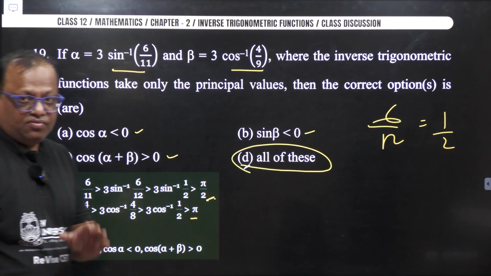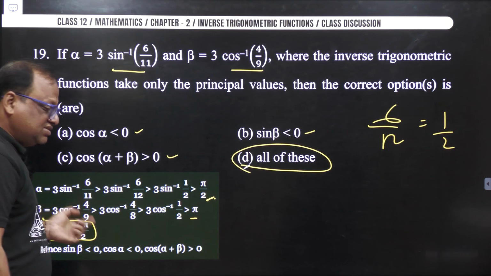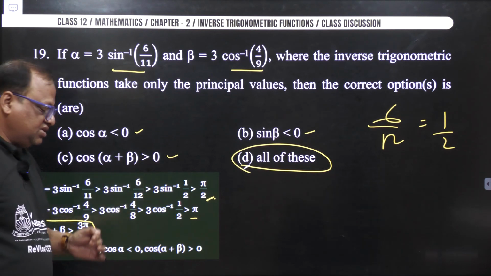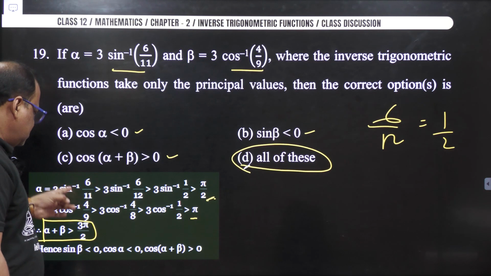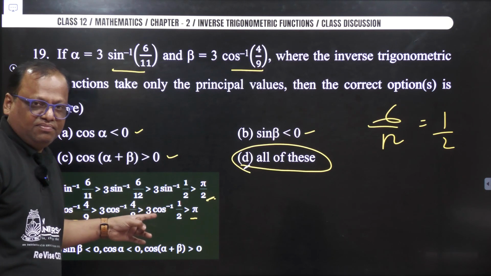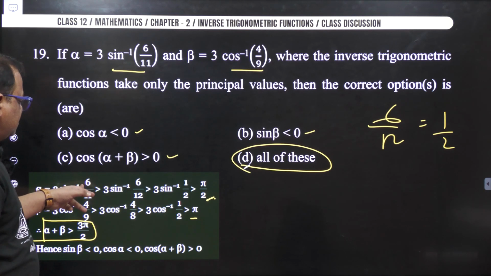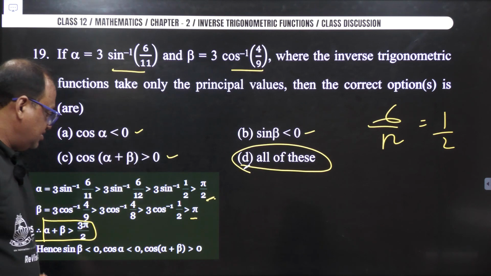Okay. Now one more thing I want to tell you. This is important. See, sin theta is an increasing function. So this value 6 by 11 is actually greater than 6 by 12. So that is why sin inverse of 6 by 11 is greater than this, because it is an increasing function.